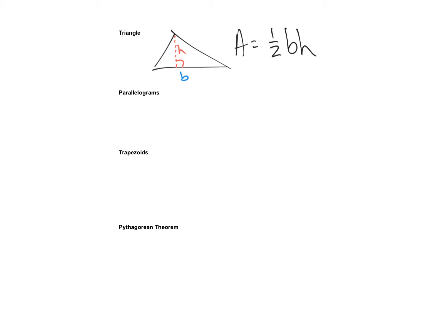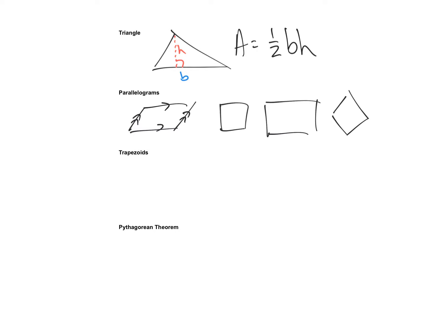1/2 base times height. For parallelograms, the nice thing about parallelograms is literally it's any of the parallelograms. So again, remember that it's two sets of parallel sides. We have a normal parallelogram, we can have a square, we can have a rectangle, we can have a rhombus type of deal. And so we have all of these, and for each one of these, the area will be base times height. So again, we have base times height. And again, notice it really doesn't matter, just depends on orientation. For the parallelogram itself, we have H and B again, base times height.